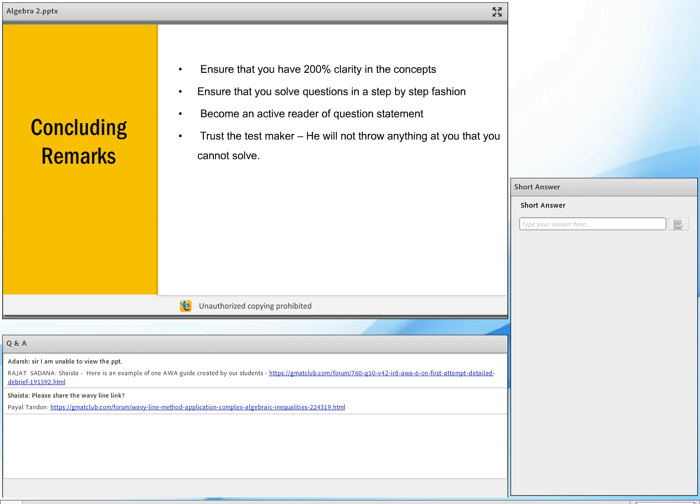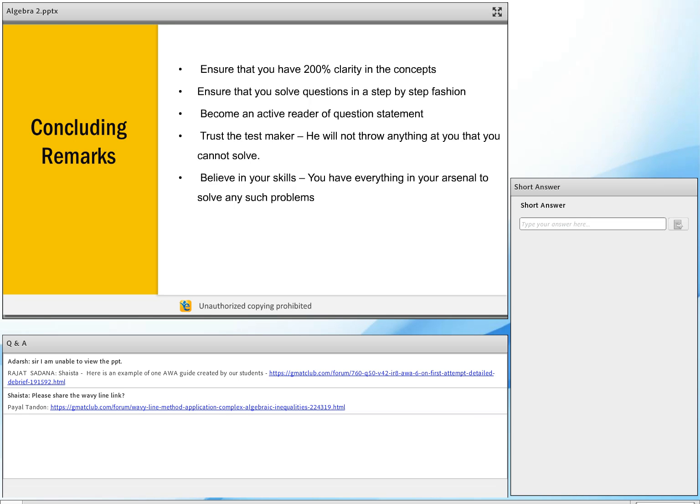Then, this is an interesting point which I make sure the students understand. Trust the test maker. The test maker is not out there to trick you. Yes, the test maker is going to put those trick answer choices because he knows that, and those are trick answer choices only for those who follow those shortcuts. Okay, if you are following a methodical method, if you have that 200% level clarity in the concepts, then there is no reason why any of the choices will be trick choices. And frankly, really trust the test maker. He's not going to throw anything at you that's out of syllabus, that's out of context of what GMAT Quant is all about.